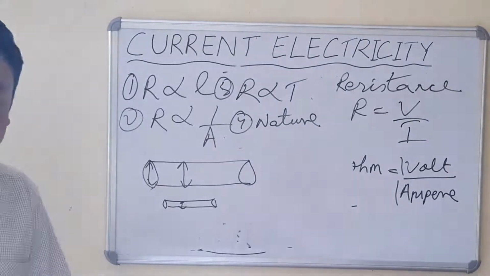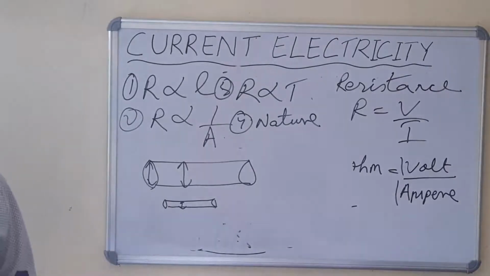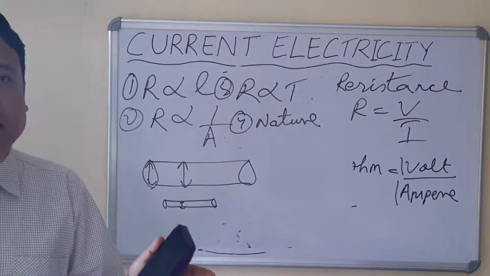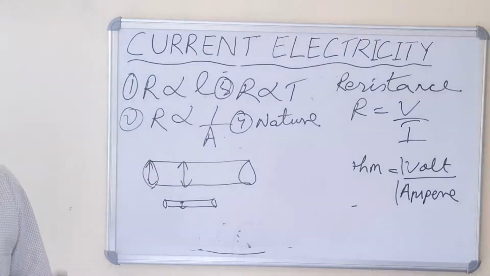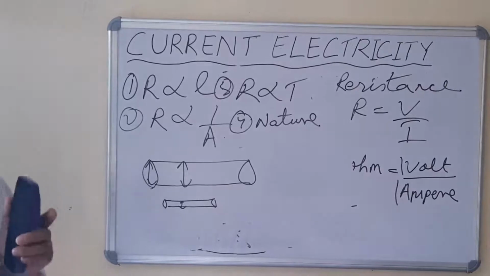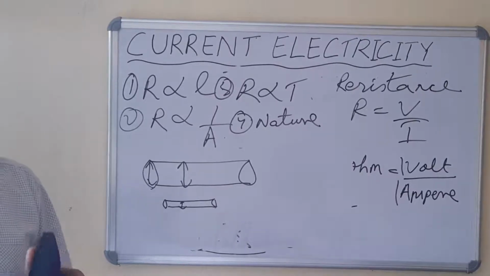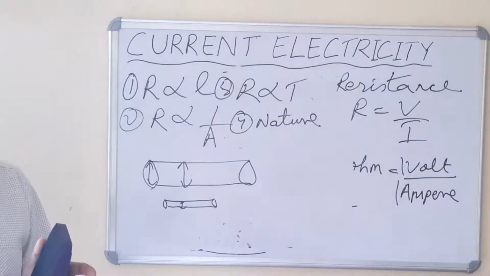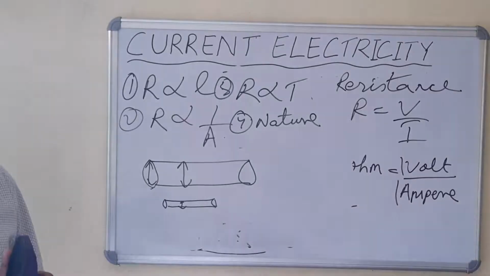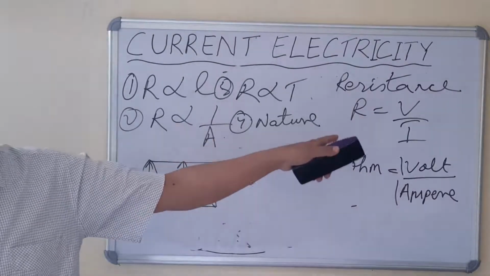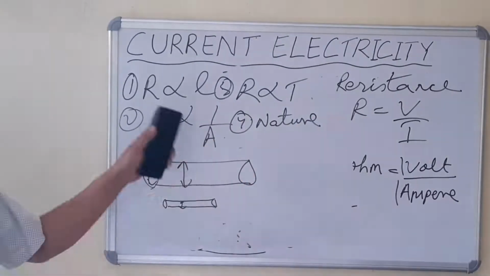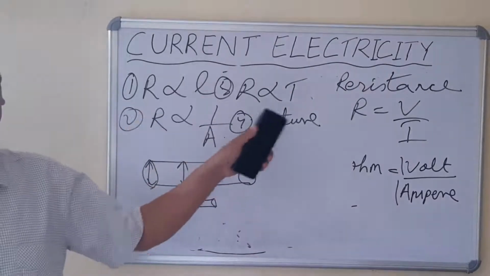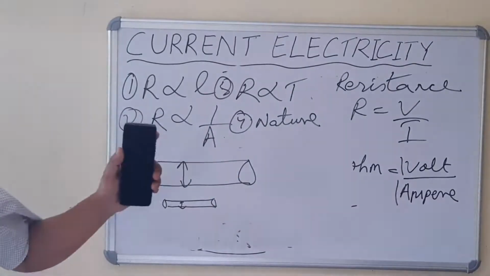If there is low resistance, the flow of current will be more. That is why in an electric circuit we use copper wire rather than other metals, because copper wire has less resistance and therefore more current will flow. So the last one is the nature of the material of the conductor. These are the factors which affect the resistance of a conductor.